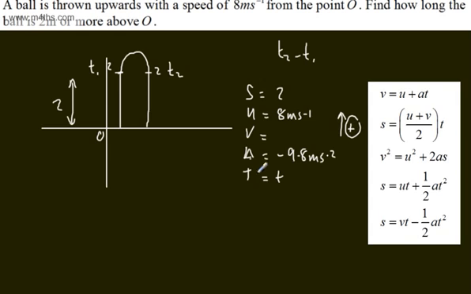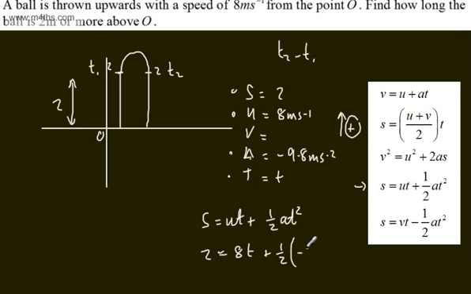So what can I say? Well, I want t. So let's go ahead now and see which one we've got: t, a, u, and s. It's going to be this one here. So what we can say is the following. We can say s is equal to ut plus 1/2 at squared. So we're going to have now the following: 2 is equal to 8t, plus 1/2 a, which is minus 9.8, and then we'll have t squared.